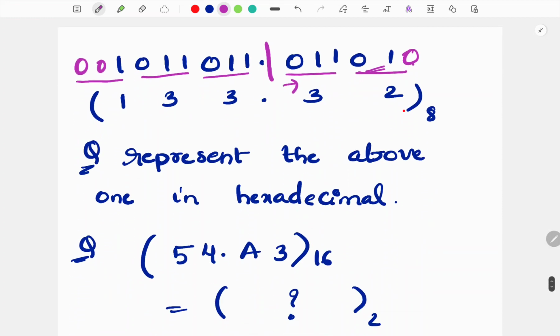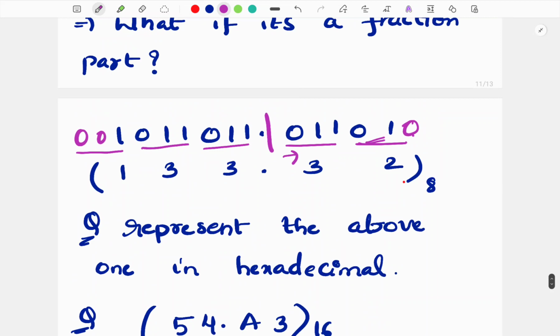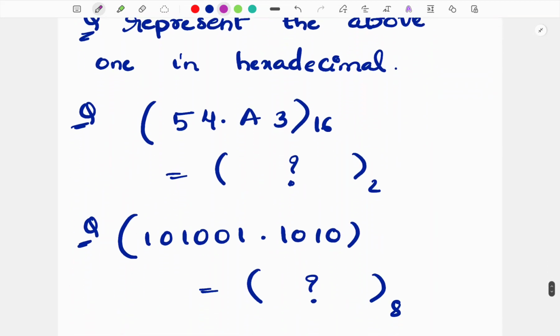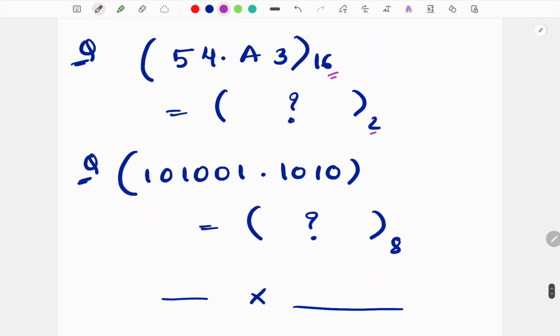Similarly, I have given some questions here: 54.83A3, which is hexadecimal, converting into binary by converting each digit into 4 binary digits. Here I have given one more question, grouping 3 bits as I showed before, to convert into octal. Here ends number systems and number system conversions.